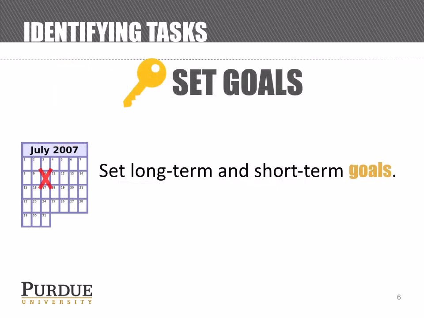Setting clear and realistic goals is an important step in your time management plan. Setting long-term and short-term goals helps in managing time wisely. This also helps in allocating time to different tasks. Try setting daily, weekly, monthly, and even semester-long goals. For example, maybe a goal would be for Monday to complete a project for your biology class, or by the end of the week, complete the reading materials for an English class.